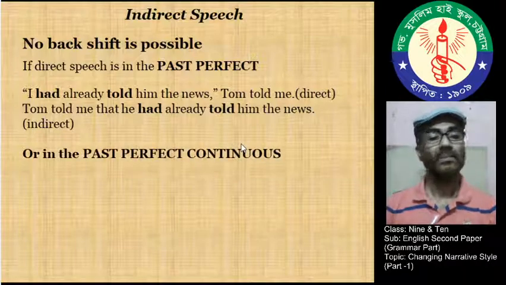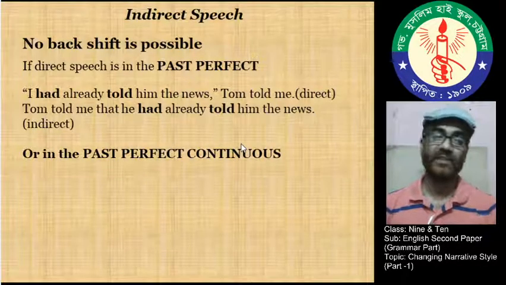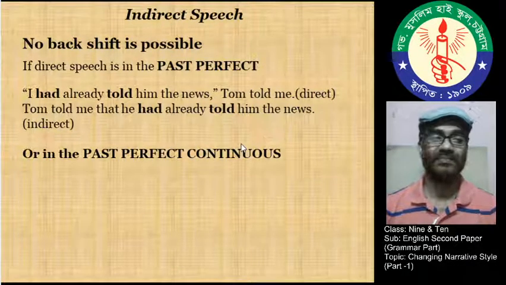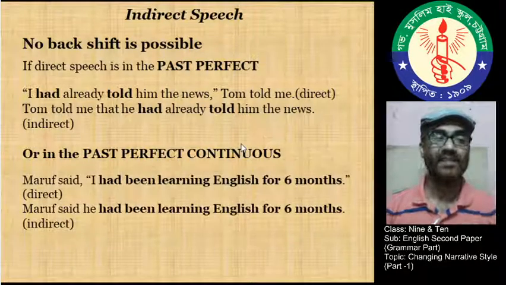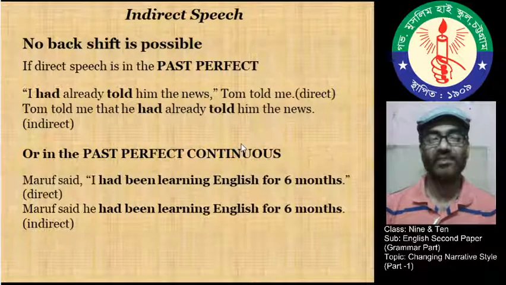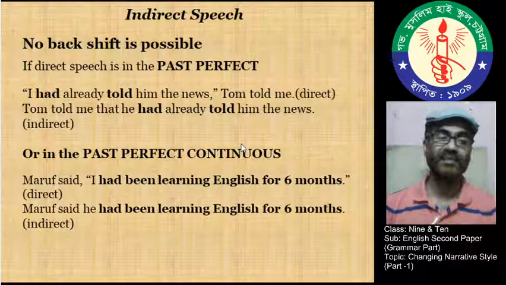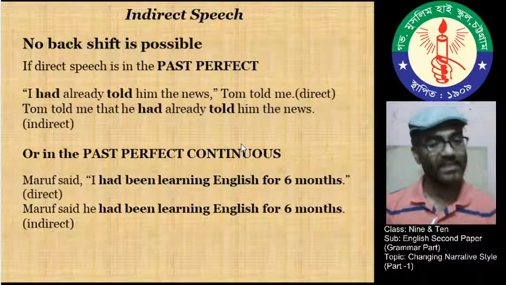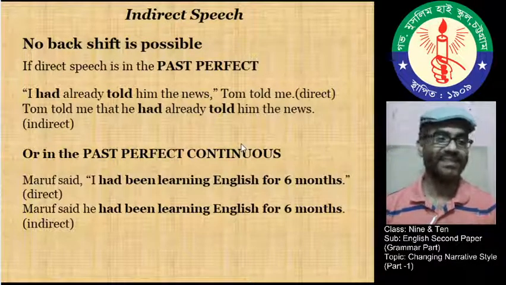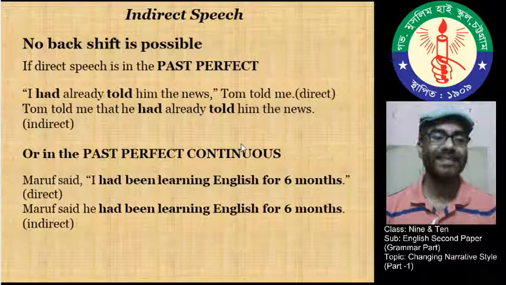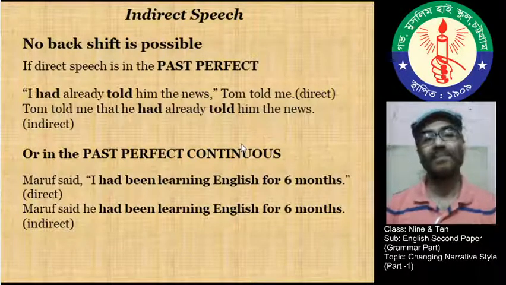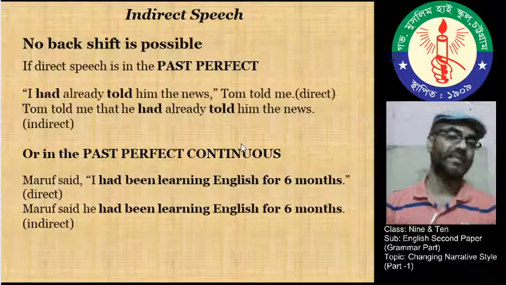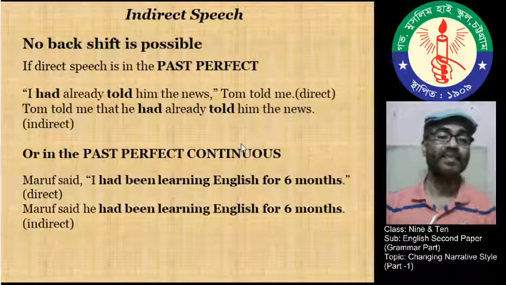The past perfect or past perfect continuous remains unchanged. That means they have no backshift. You see, Marv said, "I had been learning English for 6 months." This one is direct speech. And in indirect speech, Marv said he had been learning English for 6 months. Had been learning English remains unchanged, only the pronoun I is changed to he. So you should remember these two things, and we will find some more.